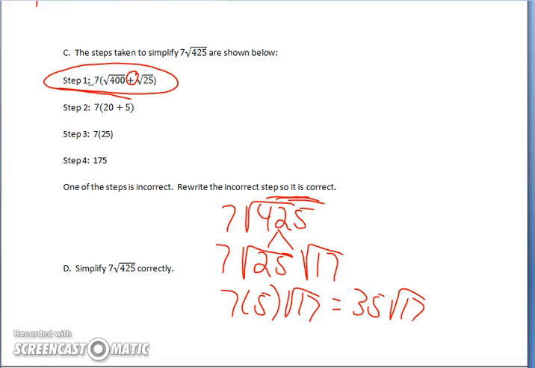I hope this helps when it comes to the open-ended on simplifying expressions. You should now be ready to complete your problem to be handed in for a quiz grade.